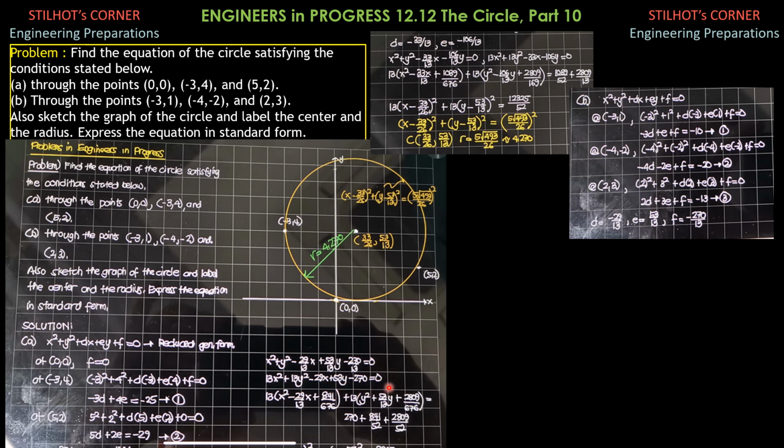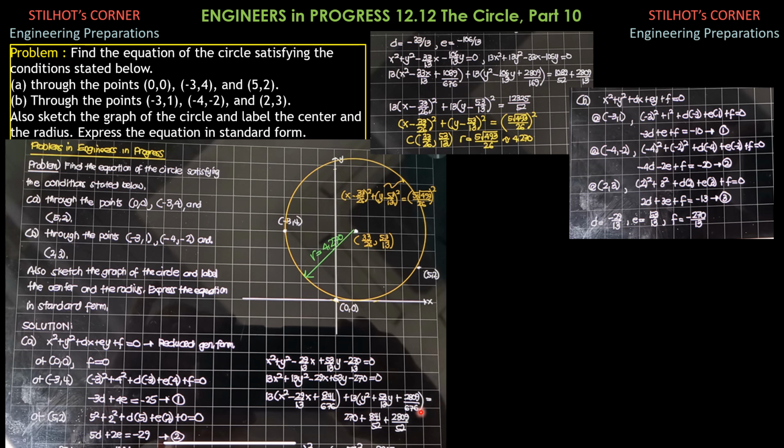Then we factor out 13 and complete the square in x. So 13 quantity x squared minus 29 over 13x plus 841 over 676, where 841 is the square of 1/2 of this term. Then plus, factor out 13. Let's complete the square in y. 13 times quantity y squared plus 53 over 13y plus 2809 over 676.